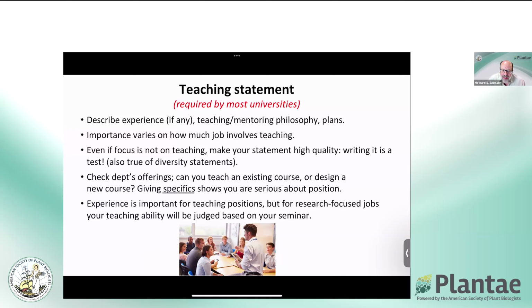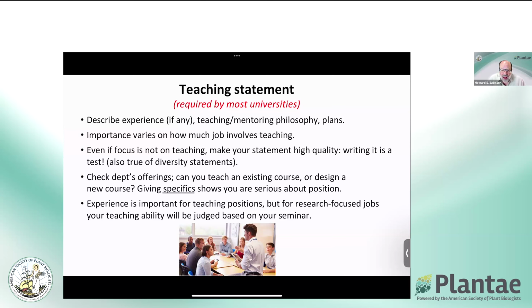And even if your focus is not on teaching, you should make your statement high quality, because this is sort of a writing test. In addition to seeing what you think about teaching, they want to see, can you write a quality essay? Are you taking this job or the task of the application seriously? I'm not going to speak about diversity statements, which some universities ask for, but it's the same idea there. Whatever you write should be high quality and not written by artificial intelligence.